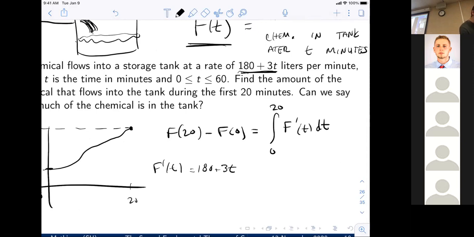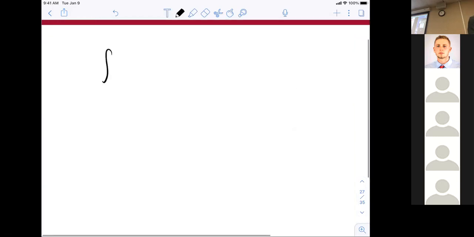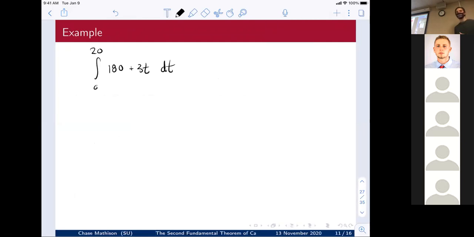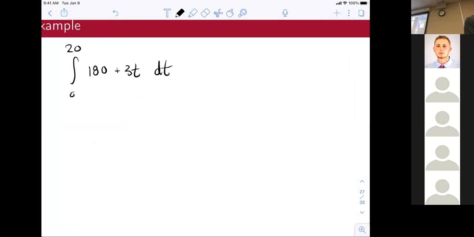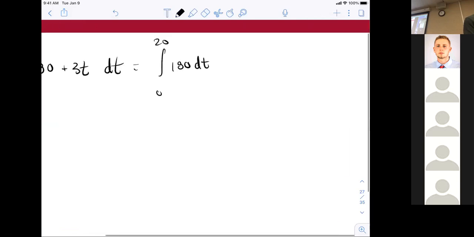So then we can just take the integral to find the answer to this problem. We want the integral from 0 to 20 of 180 plus 3t. Okay, this is what we want. This tells us the net change in the amount of chemical in this tank. All right, so let's evaluate this. What's an antiderivative? Or we'll break this apart. This is the integral from 0 to 20 of 180 with respect to t, plus the integral from 0 to 20 of 3t with respect to t.